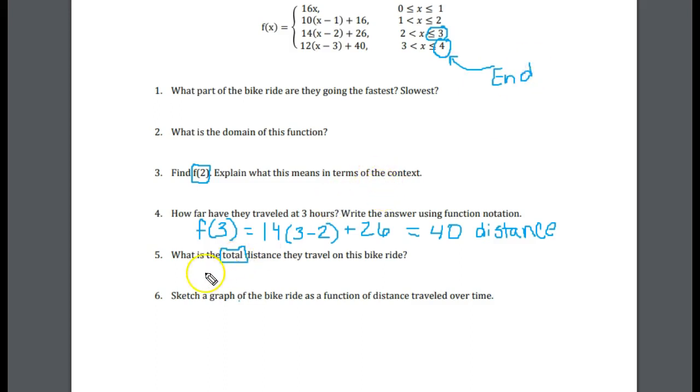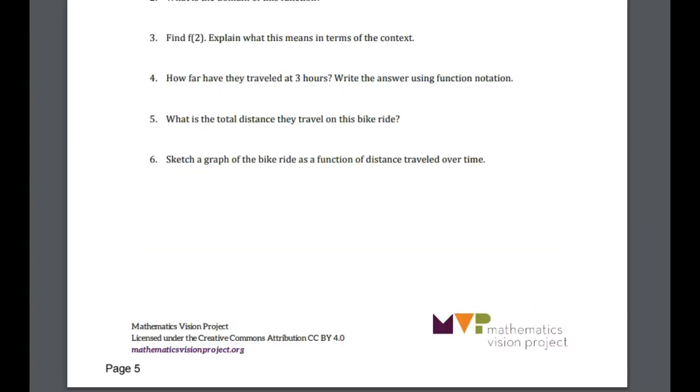And if that is the end of the trip, then I need to find f of 4 to figure out how far did they actually go for this whole trip. F of 4 is included here, so we're going to substitute into the last equation. 12 times 4 minus 3 plus 40. So 4 minus 3 would be 1. 1 times 12 is 12. And 12 plus 40 is 52. So a total distance of 52 for the entire bike ride.